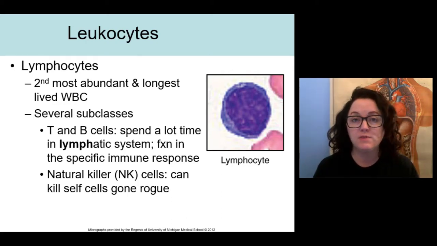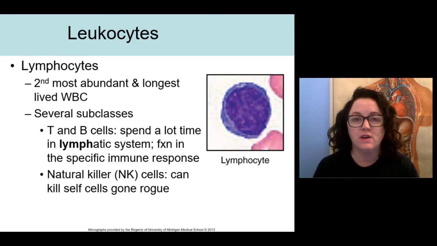There are 3 types of lymphocytes that we'll be talking about in this course, and mostly we talk about them in the immune system section: T cells, B cells, and natural killer cells. The T cells and the B cells are going to be very important in that specific immune response. The natural killer cells, however, are not part of the specific immune response. They're actually part of what we call our non-specific defenses.